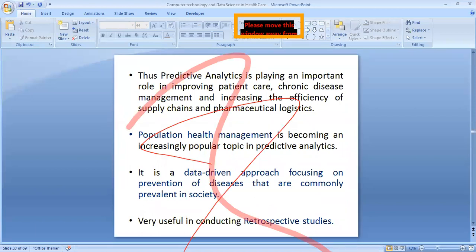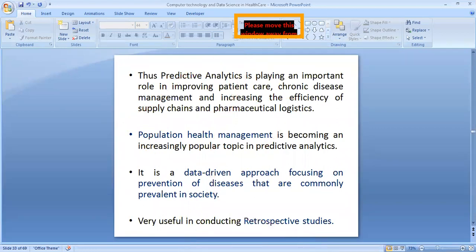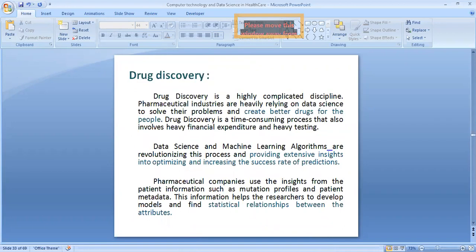So basically, it is a data-driven approach focusing on the prevention of the disease, which may be prevalent in a society. So it is a community-based check that we can have on healthcare.